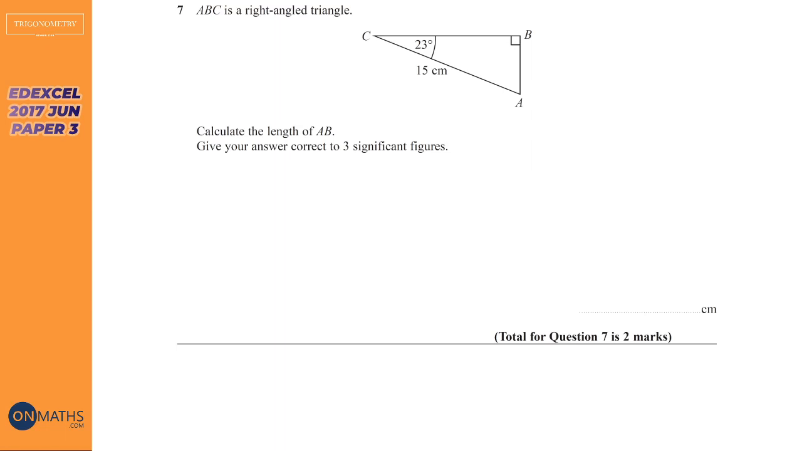value of AB. So I'm just going to label that X because it makes the working out a little bit easier to show. You could just write AB, but I'm just going to use X.